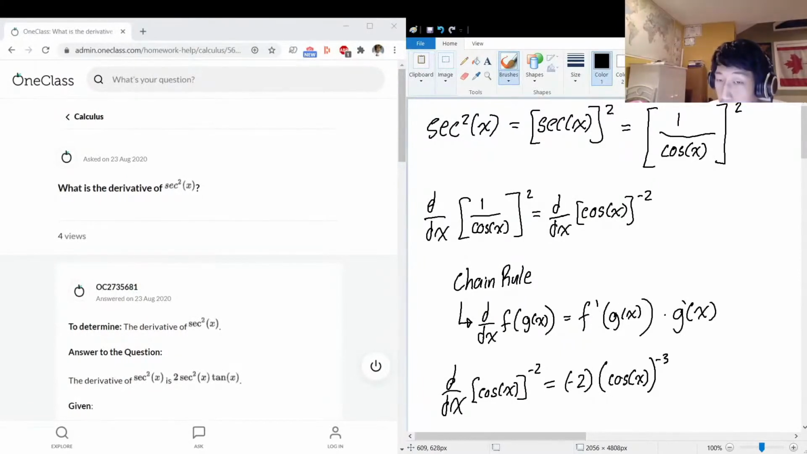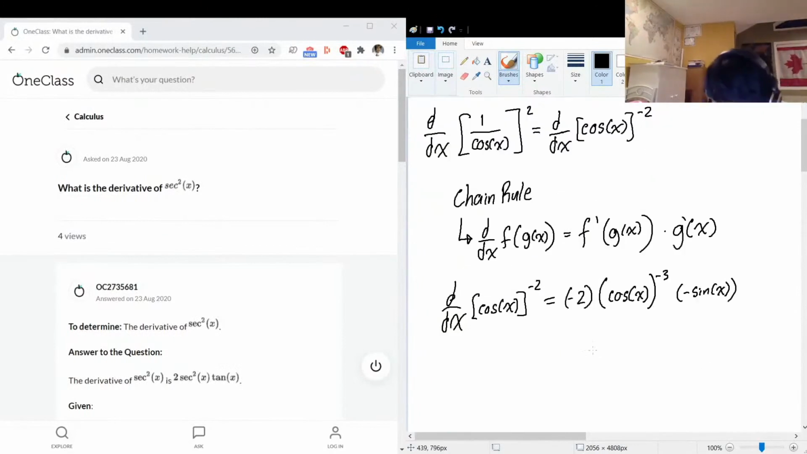And we have to multiply that by the internal derivative of here. So what's the derivative of cos x? Glad you asked. That's negative sine of x. Okay, if you look closely, the negative here and the negative here, they neutralize each other to be positive. So this is just equal to 2.